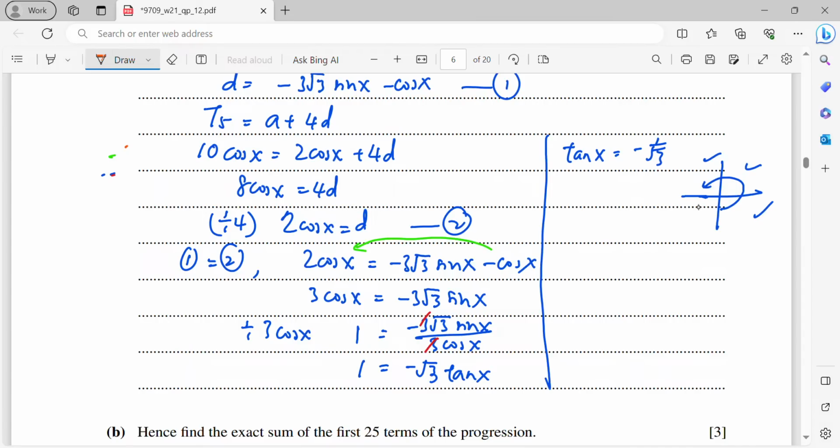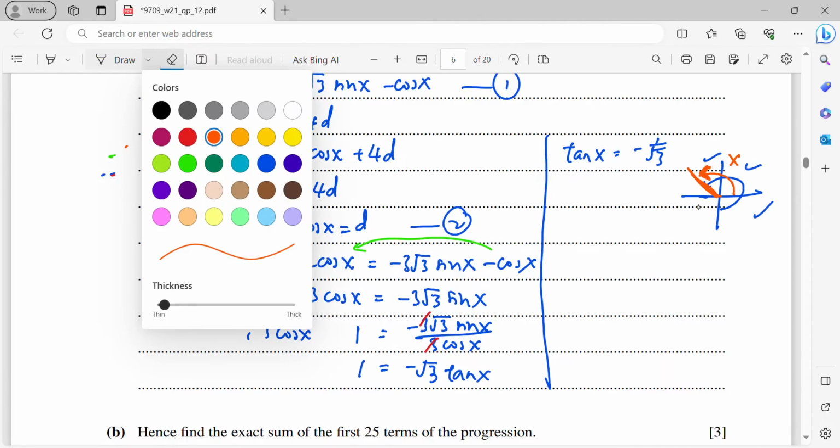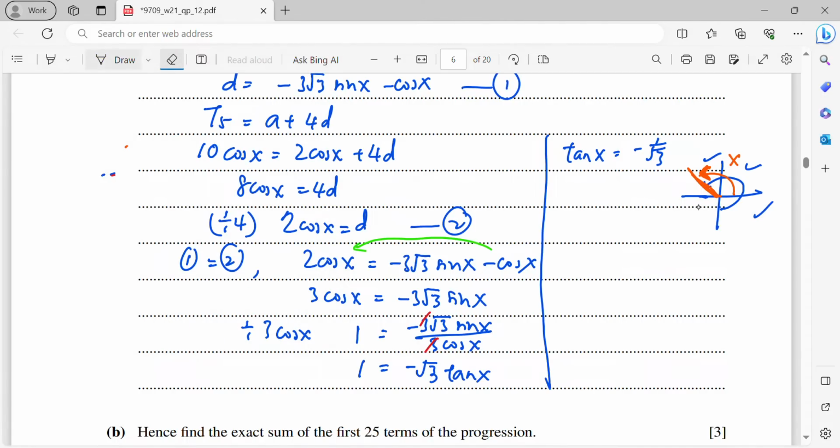So now your tangent is negative. For your information, tangent negative means the second and fourth quadrant will be negative for tangent. So obviously, now you need to find what is your x here. Because we only accept first, second, and fourth quadrant, the last one cannot be accepted. So now you use your calculator and get inverse tangent 1 over square root 3. Then you will get pi over 6.